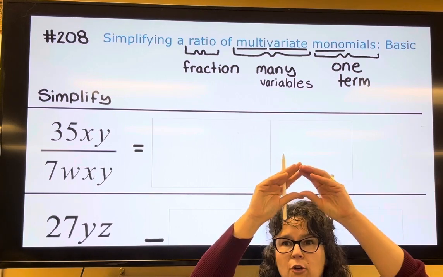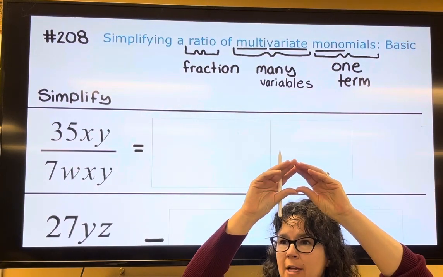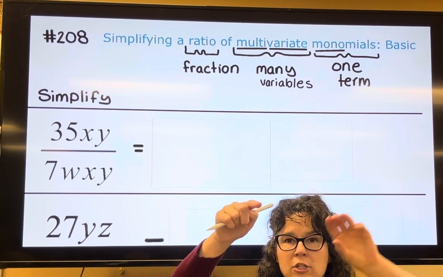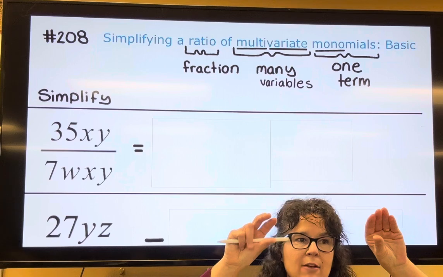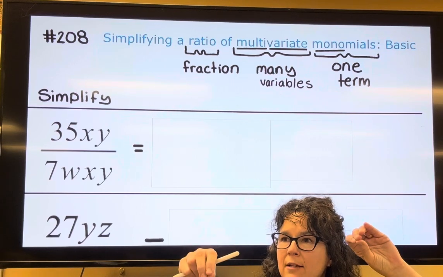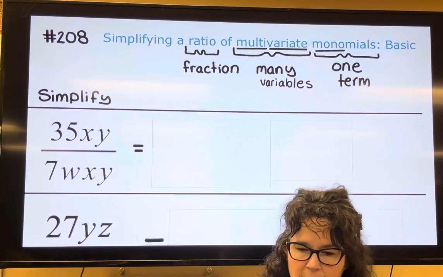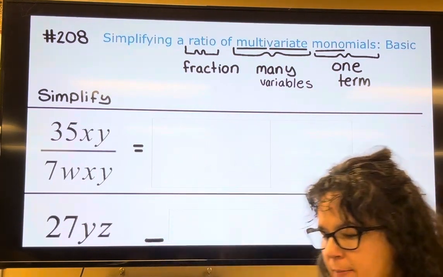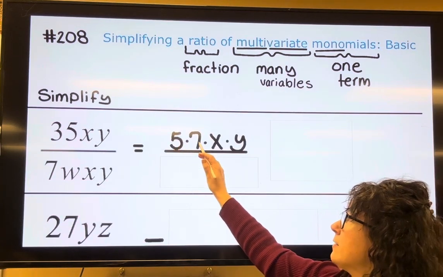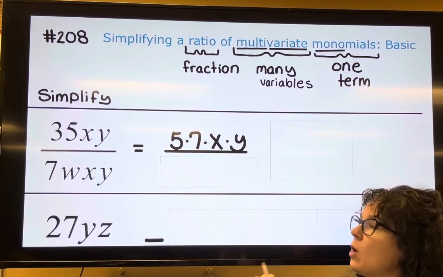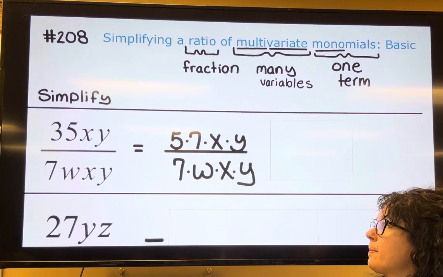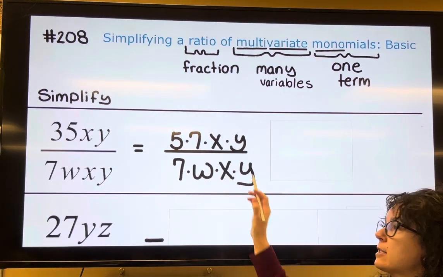If you remember 35, you ask, what are two numbers that multiply together to get 35? That's 5 and 7, so you make little branches with a 5 and a 7. If the 7 could be broken down, you would make branches off of that, but it's a prime number, so that's all we can do: 5 times 7. So in that numerator, if I expand this, it's 5 times 7 times x times y. 7's a prime number, so I'm going to leave that as just 7. So I have 7 times w times x times y.